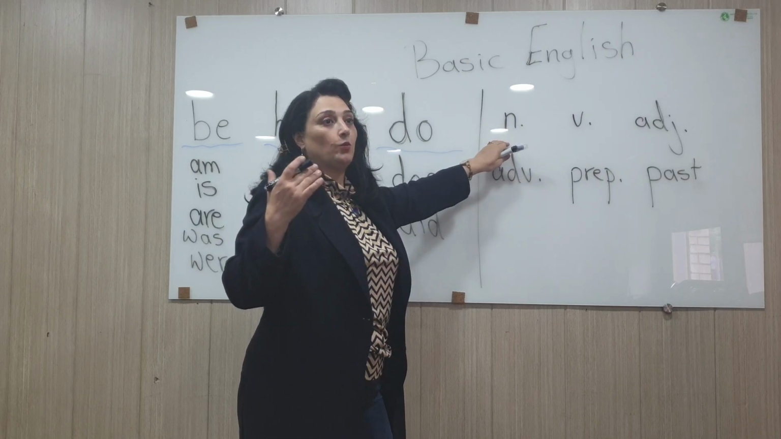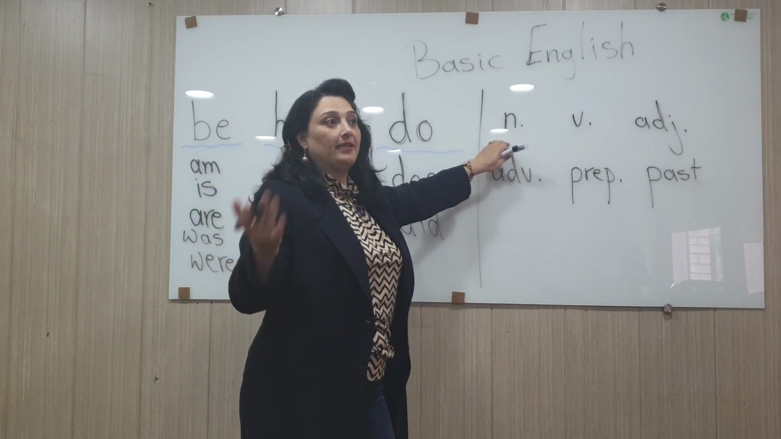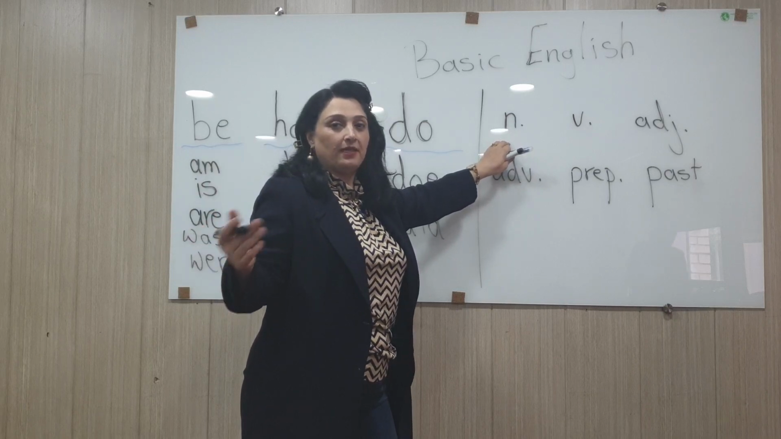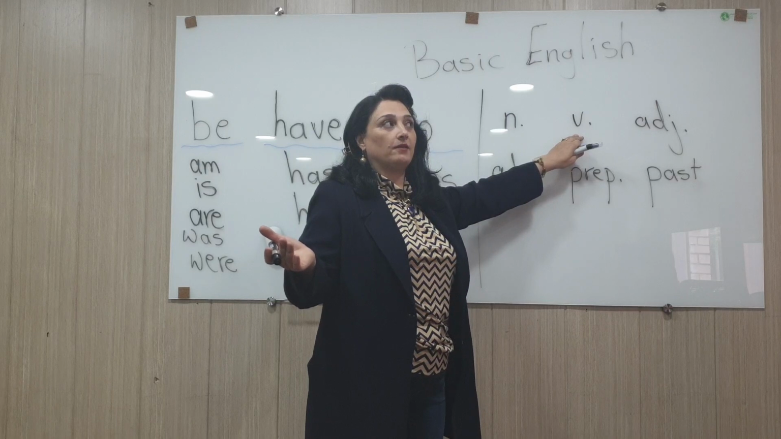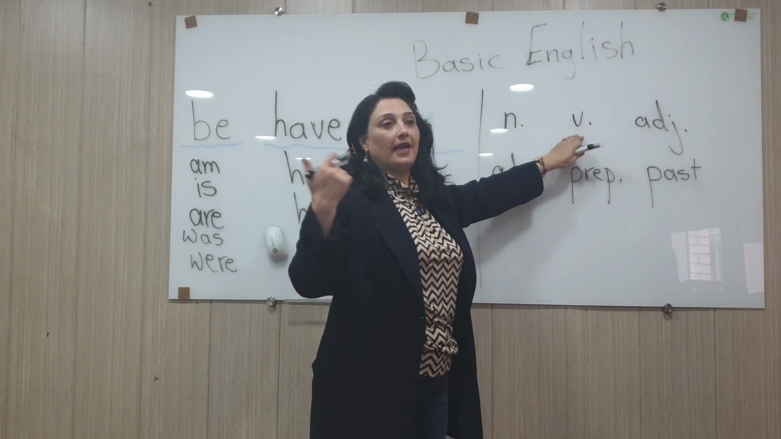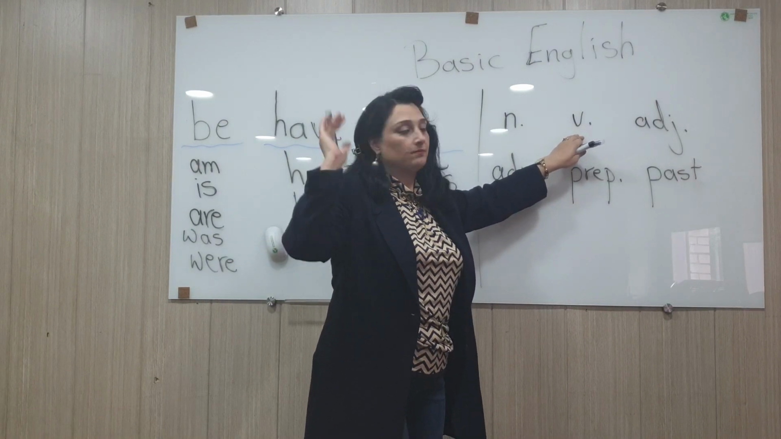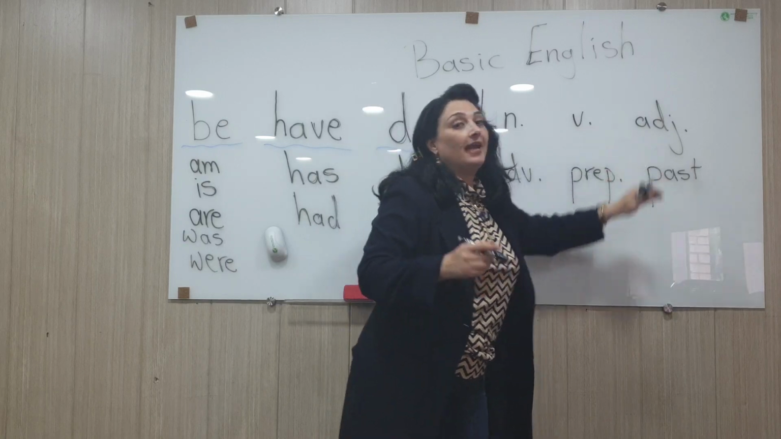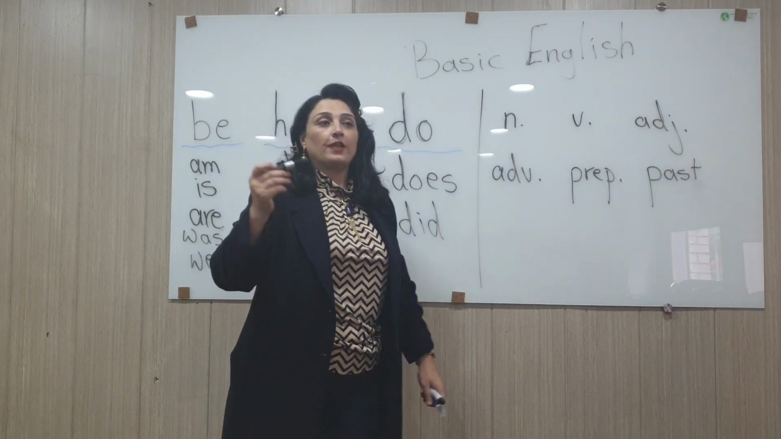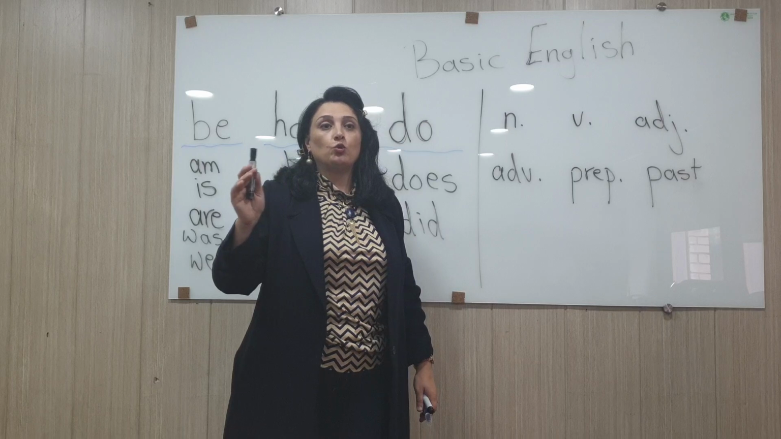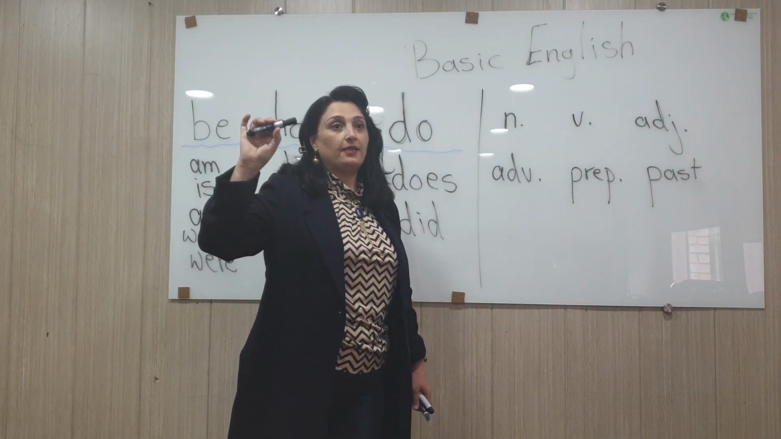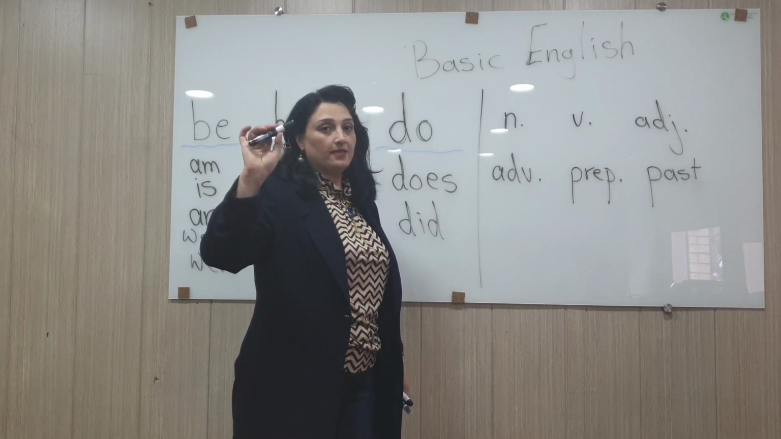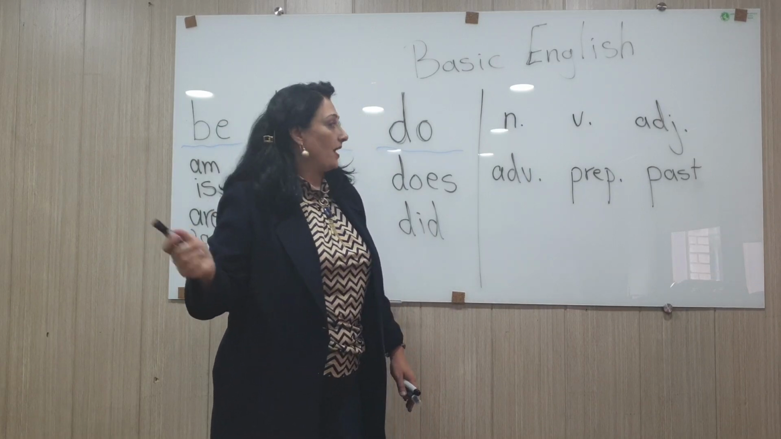Nouns, we have like Ali, Baghdad, Waziriya, and so on. Verbs, anything that has an action, okay, like play, like, do, and so on. Adjectives, anything that gives information to a noun, will be an adjective. Like we can see, black pen. This is an adjective, then the noun.